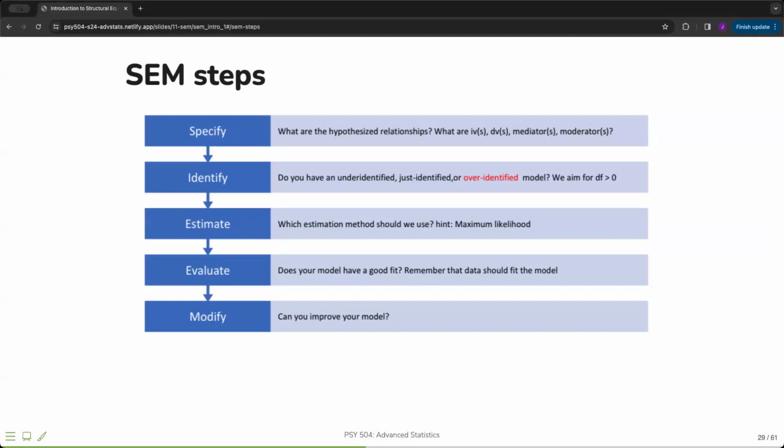We then need to estimate our model. So I'm going to show you how we can estimate our model using lavaan in R. And we're going to be using maximum likelihood estimation, but there's also other types of estimation as well. But we've used maximum likelihood estimation before, so we're going to continue to use it. In the fourth step, we're going to evaluate our model. So do we have a good model fit? So I'm going to go over some fit indices that we can use that will tell us if our model is a good fit. And then lastly, if our model fits poorly, how can we improve our model? So these are the steps I want to walk through.